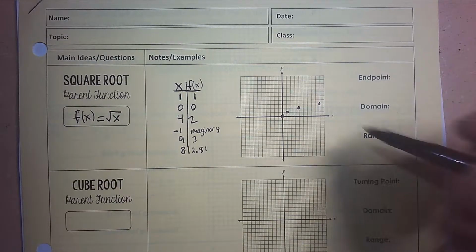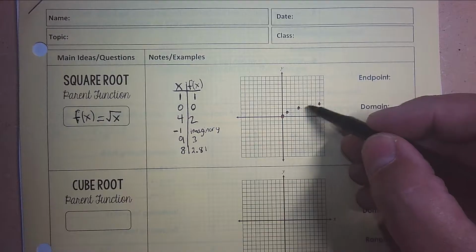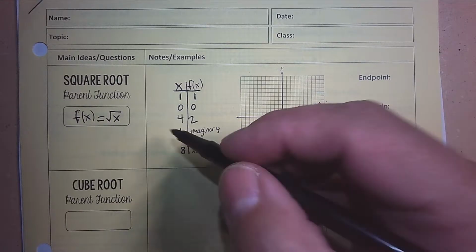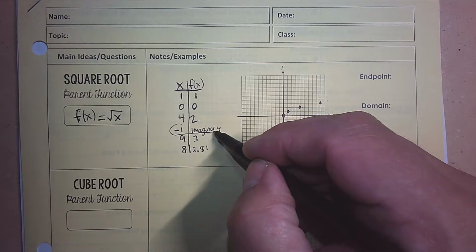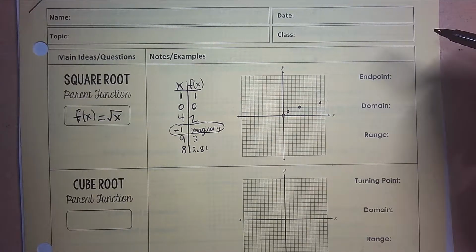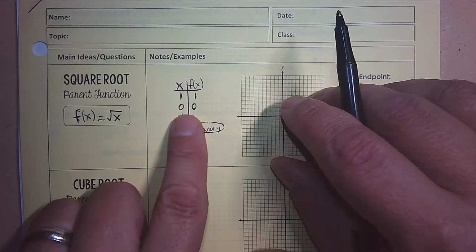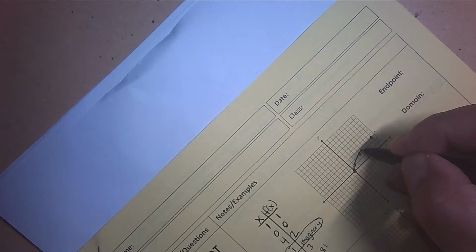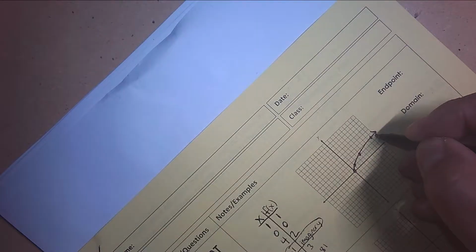Are the only points that exist the ones I put down? No, in between the points also exist. They are just irrational, but they exist. But when I put in a negative number, what happens? So what's the smallest x value that you can take the square root of? And the answer is 0. So our graph is going to start at 0 and curve up to the right slowly.